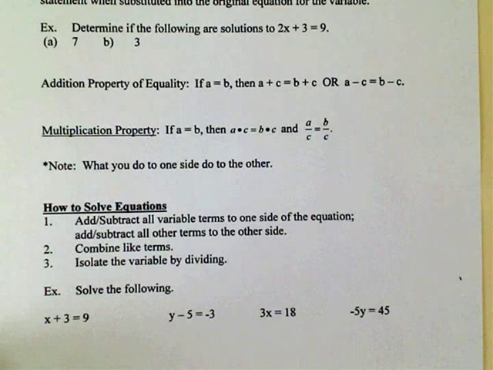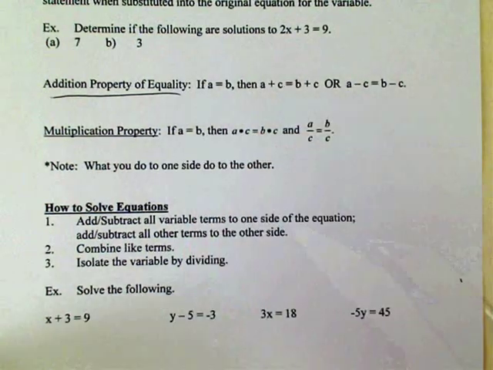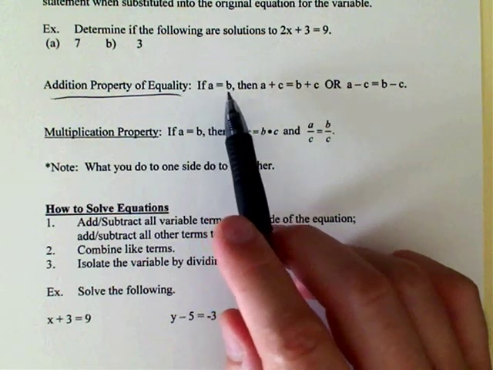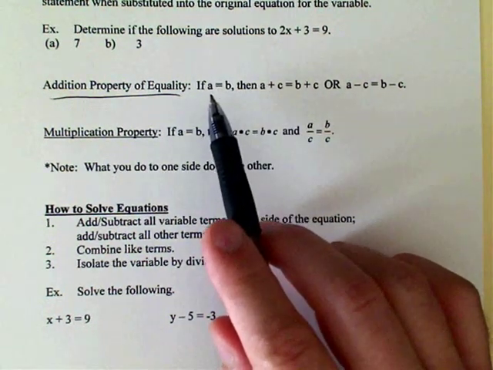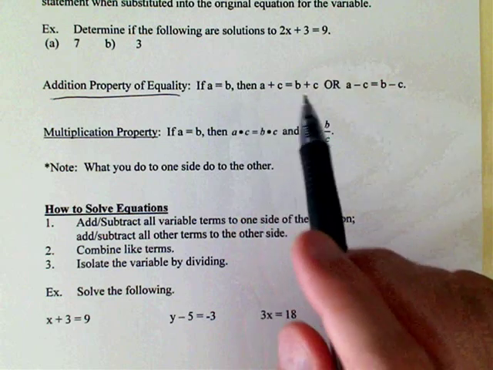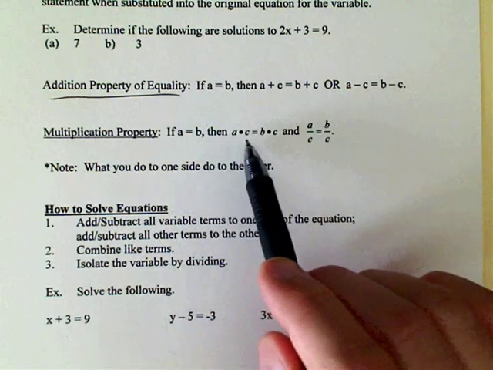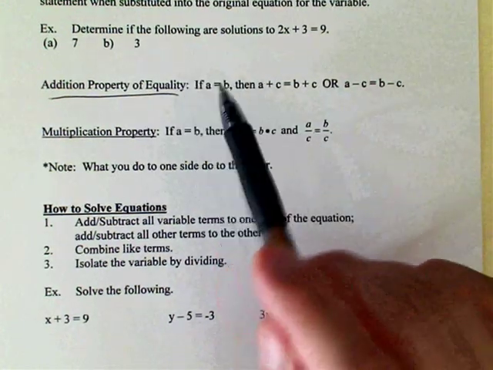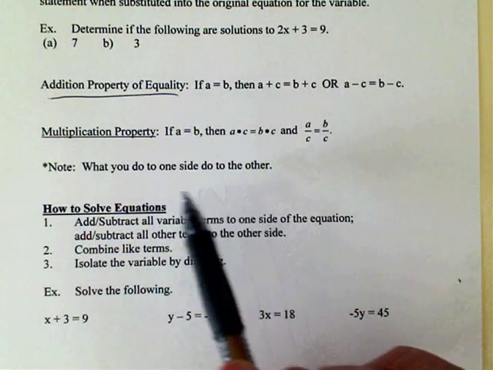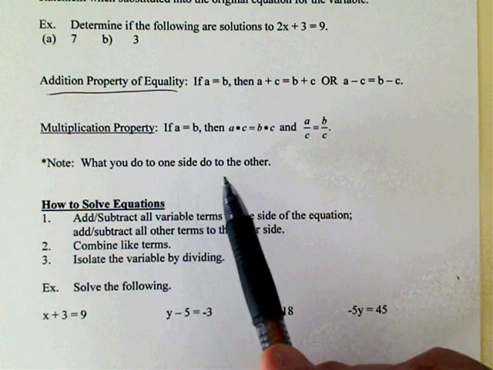Now these next two properties, the addition property of equality, and also the multiplication property of equality, state that if you have two quantities that are equal to one another, and you add something to one side, in this case a c, then to keep both sides equal, you must add the exact same quantity to the other side, or subtract, or multiply, or divide. These properties can be summarized with this statement: what you do to one side, do to the other. When you read this, it states that what you do to one side of the equals sign, you do to the other side of the equals sign.